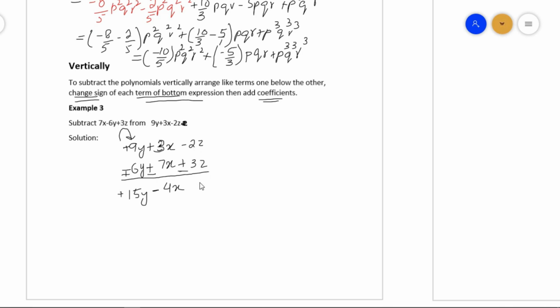2 plus 3 will be 5z, and we'll put a negative sign as 3 is greater and it has a negative sign. Hope you will understand.